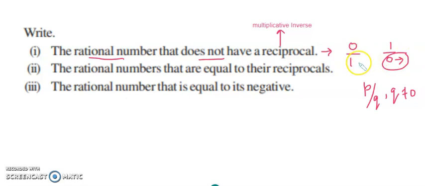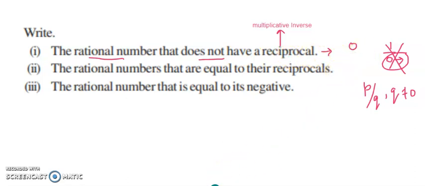Again, why? 0 by 1 is a rational number. But flipping is the only way to find the multiplicative inverse. Flipping means you shift the numerator to the denominator. When you do that, you get 0 in the denominator. So such a rational number doesn't exist. So the rational number which has no reciprocal is 0.